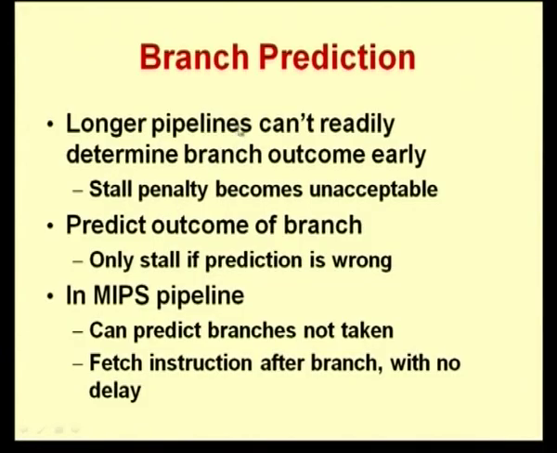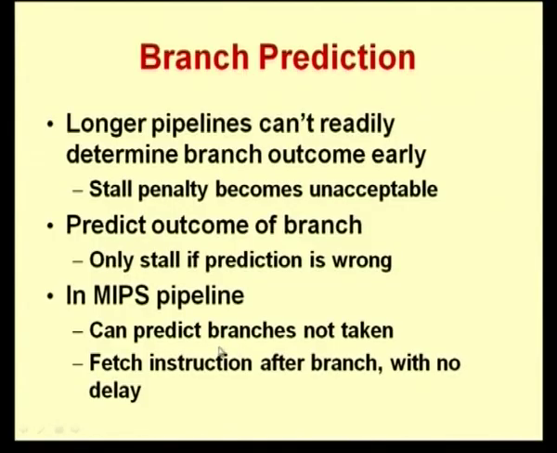The question that comes up is, do I always have to stall on a branch or can I do something better? The answer to that is that we use a technique called branch prediction. When we talk of branch prediction, what we normally do is try to predict the outcome of the branch. That is, we do not know whether the branch will go to the taken path or through the sequential path, but we try to predict what the outcome would be. This prediction could be based on some static information or on some dynamic flow of the program. There are very sophisticated techniques available for branch prediction.